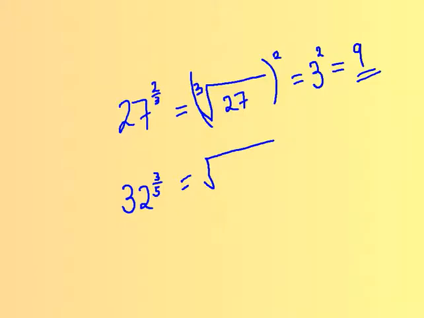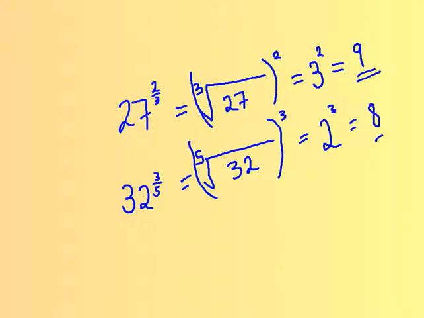Similarly here, let's do the second example to help you see what we're doing. In this case, we're going to find the 5th root of 32. And when we find that answer, we're going to raise that answer to the power of 3. Well, the 5th root of 32 is 2 because 2 times 2 is 4, times 2 is 8, times 2 is 16, times 2 is 32. So that's 2. And we're told to raise it to the power of 3. 2 raised to the power of 3, 2 times 2 times 2 is 8, which will be our answer.